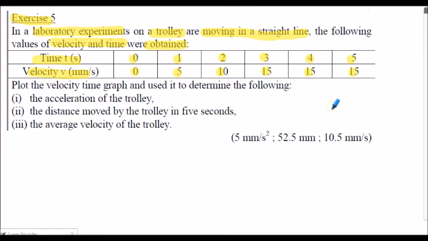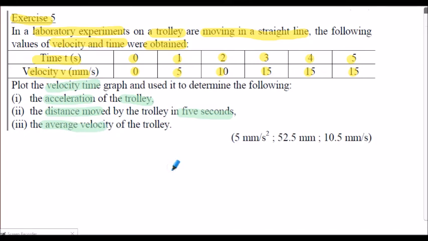So you've got to plot the velocity time diagram again, given the information in the graph, and then find the acceleration of the trolley from the information given, the distance moved by the trolley in the first 5 seconds, that's the total distance travelled. And then it wants you to find the average velocity. That's an interesting one. We haven't come across that before.